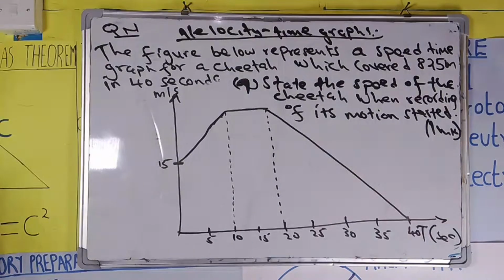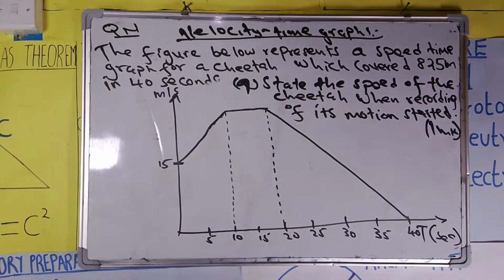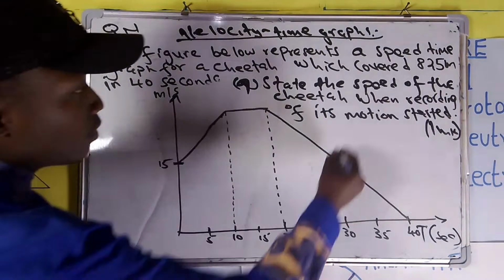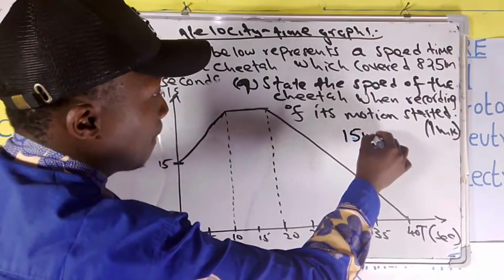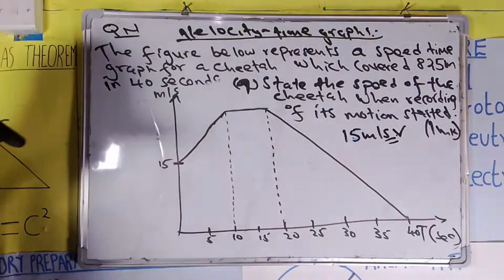Haya. What was the speed? 15, correct? Tuendelee. 15, correct. It was 15 meters per second.